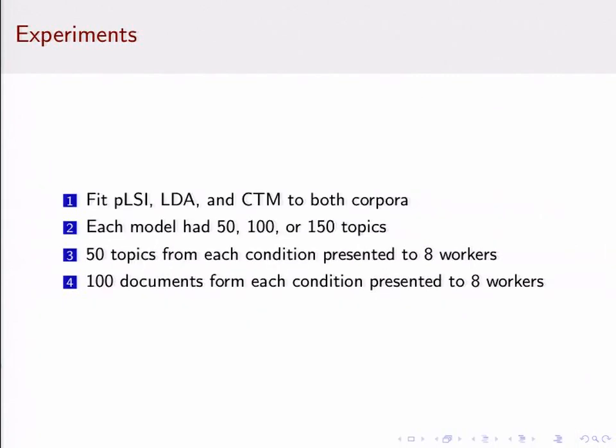Okay, so what we did is we fit these 3 models to both corpora. Each model had 50, 100, or 150 topics. We looked at 50 topics from each condition, presented them to 8 workers, and did task number 1 with that, the word intrusion task. And we did 100 documents from each condition, presented to 8 workers for the topic intrusion task. So, questions on the experiments or data?